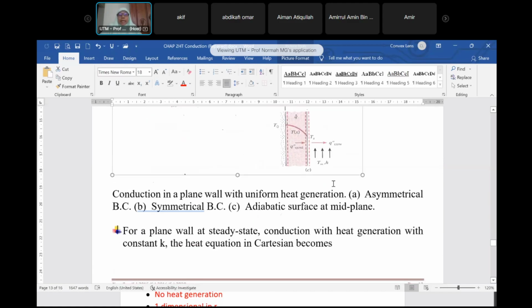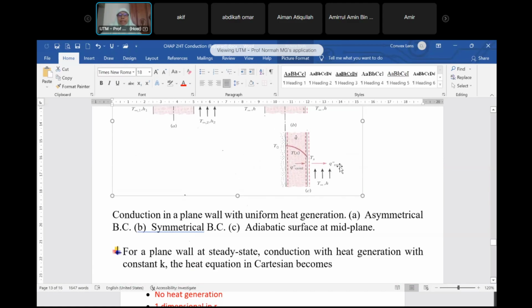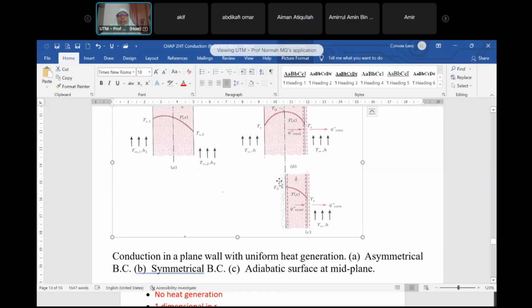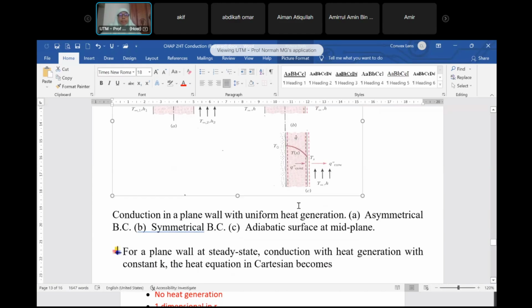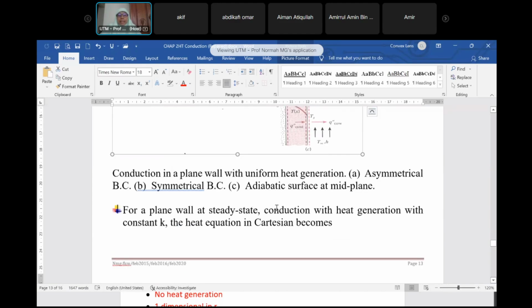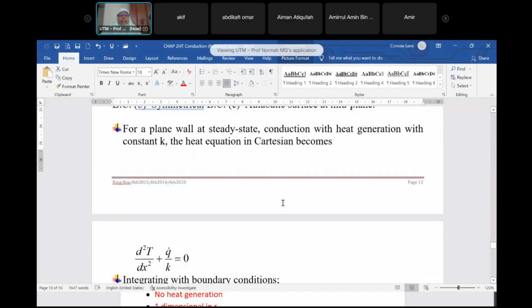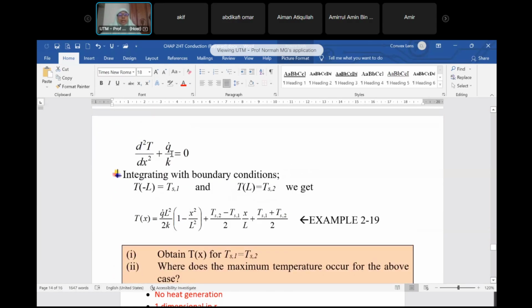Here, if you look at an adiabatic surface at the mid-plane, or it's just a wall, mid-plane, look at that. For plane wall at steady state conduction with heat generation with constant k, the heat equation in Cartesian becomes that, integrating with boundary conditions, get that, and you can look at example 2.19.